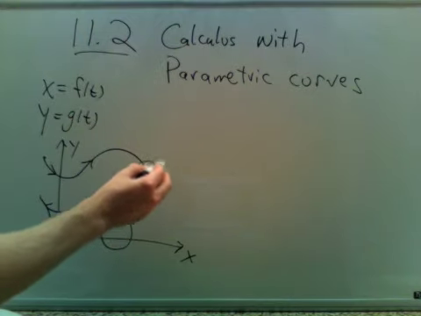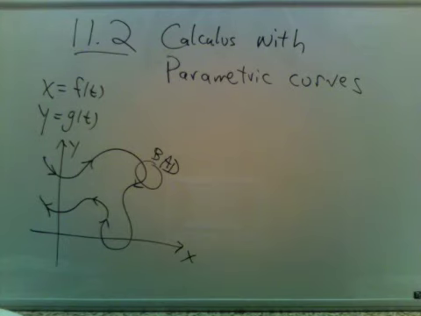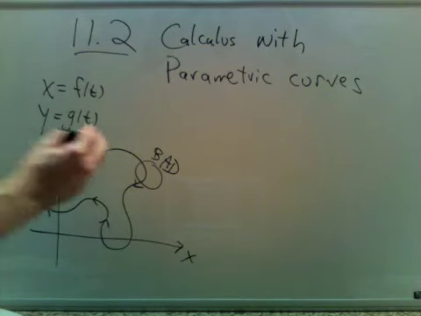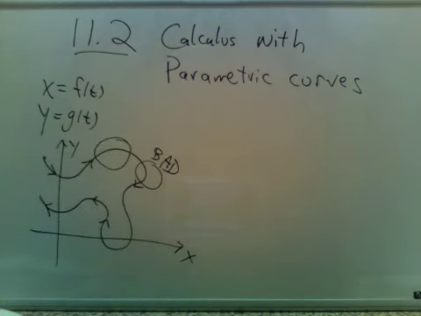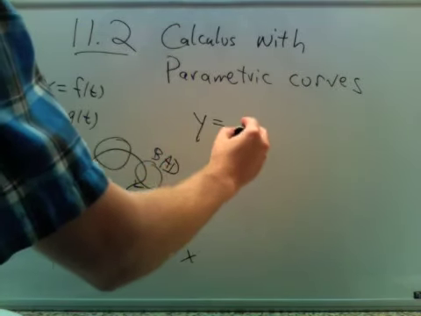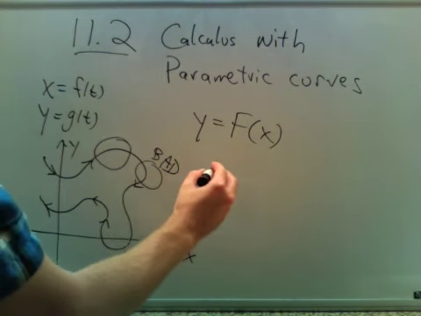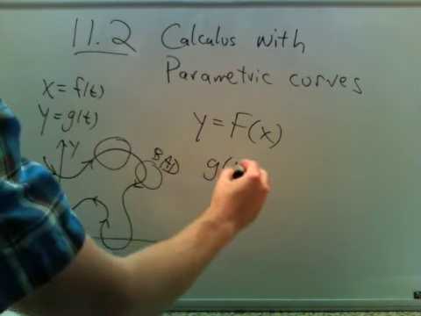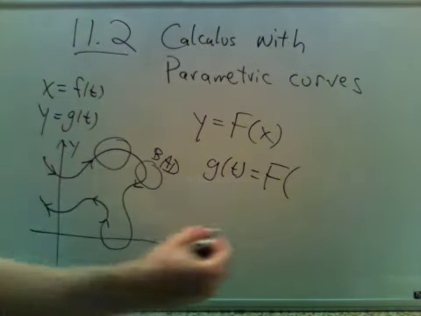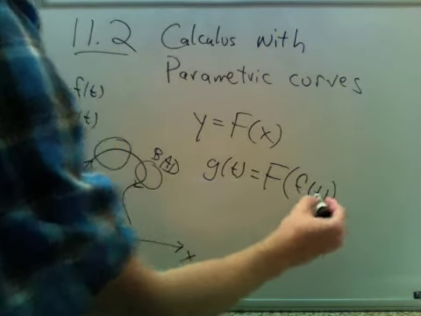So over here it's sort of bad because there's a vertical tangent, and so we wouldn't expect to have a nice formula there. But places like this where it looks like a function, there should be no problem. So if we just pretend that y is some function of x, we see that g of t equals f of x of t.